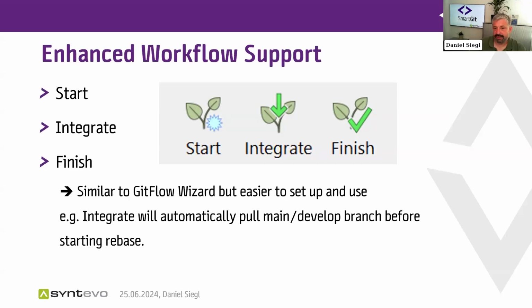Start is used to start a new feature branch. Integrate is used to automatically pull your chosen main branch before you start the rebase of the feature branch. And finish helps you to finish off a feature branch, meaning merging back into your main branch. If you have a pull request or merge request configured, you will be automatically transferred to your hosting provider. If you don't use merge or pull requests, you can finish the feature branch directly in SmartGit.